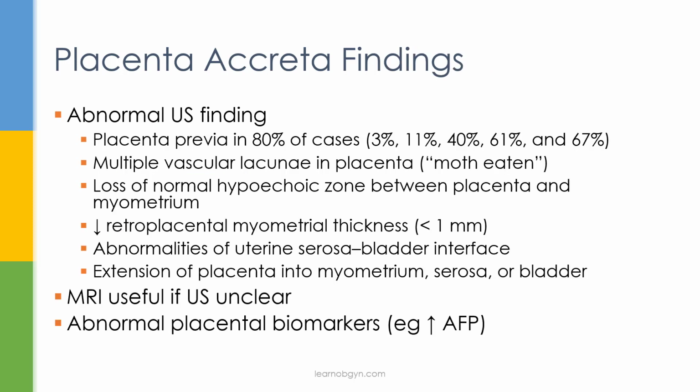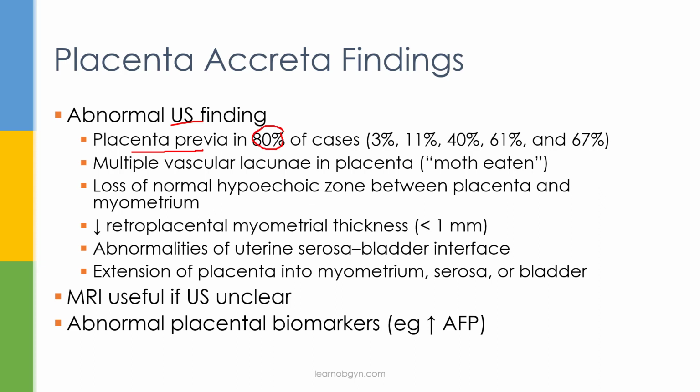Fortunately, a placenta accreta, similar to a placenta previa, can be seen on ultrasound. There's 2 ultrasound findings I want you to memorize for your test. The first one is a placenta previa. Remember, I mentioned this earlier, having a placenta previa puts you at increased risk of having an accreta, and about 80% of patients who have an accreta also have a previa.